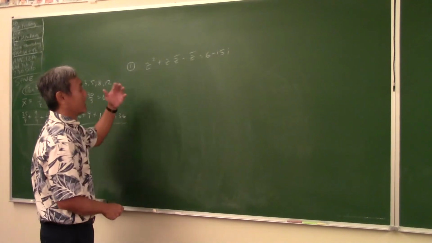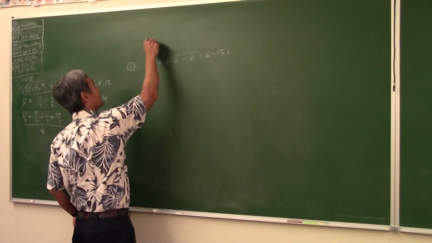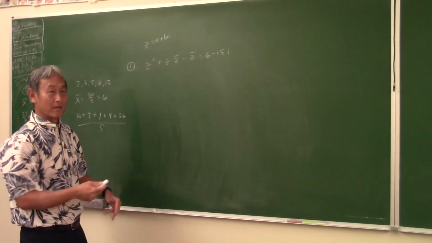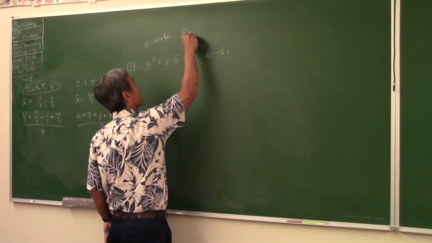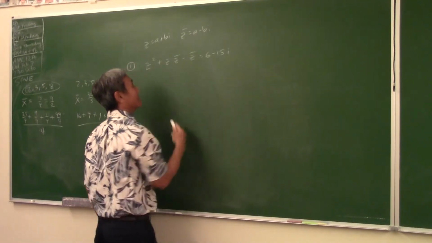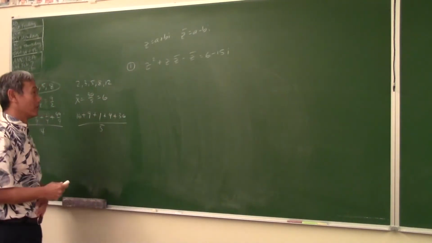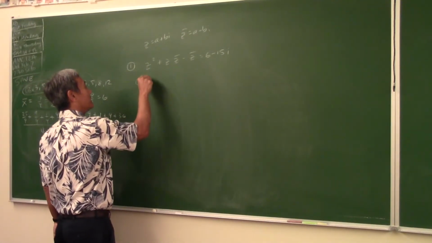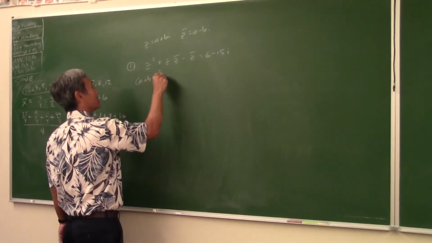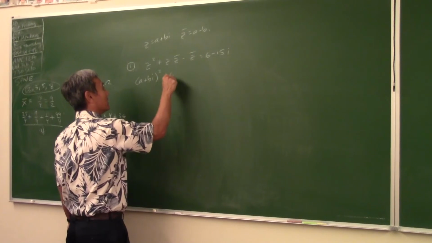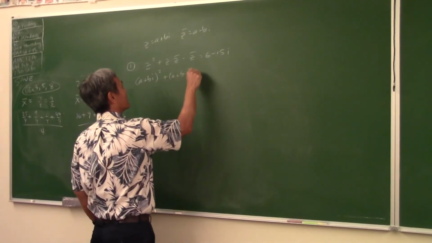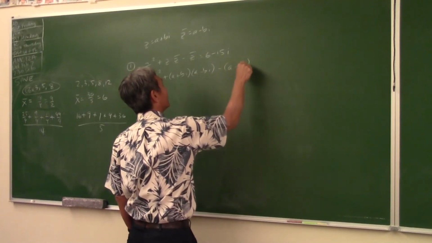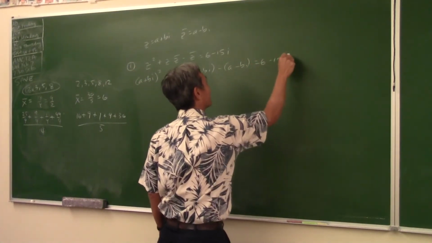Now, first of all, if z is a complex number, z is a plus bi, right? That's what a complex number looks like. Z conjugate is a minus bi. You guys know what conjugate is, I hope. And all you got to do is plug it into here. So, a plus bi squared. You just got to do some algebra. Plus a plus bi times a minus bi minus a minus bi is equal to 6 minus 15i.